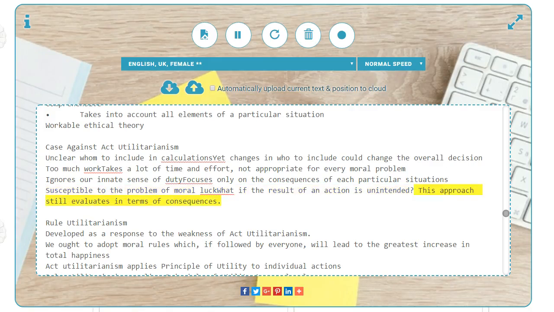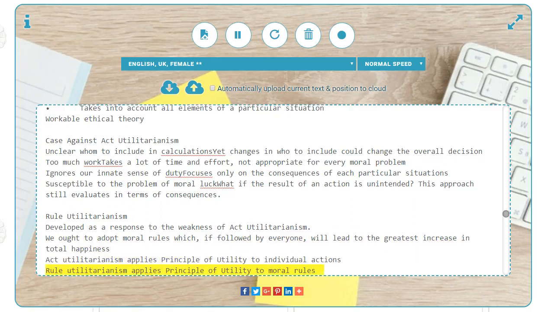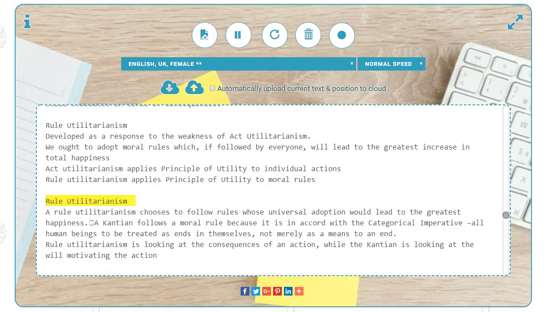This approach still evaluates in terms of consequences. Rule utilitarianism was developed as a response to the weakness of act utilitarianism. We ought to adopt moral rules which, if followed by everyone, will lead to the greatest increase in total happiness. Act utilitarianism applies the principle of utility to individual actions. Rule utilitarianism applies the principle of utility to moral rules. A rule utilitarian chooses to follow rules whose universal adoption would lead to the greatest happiness.